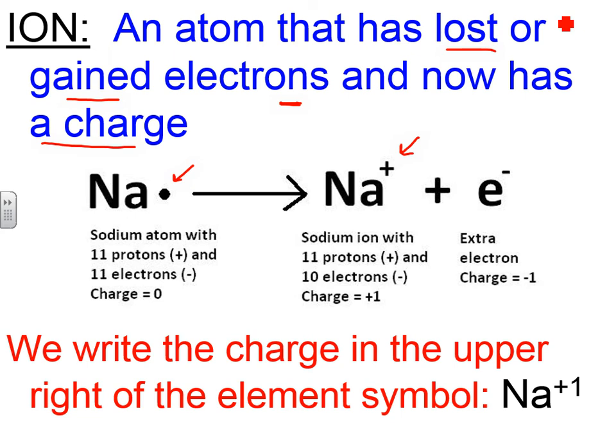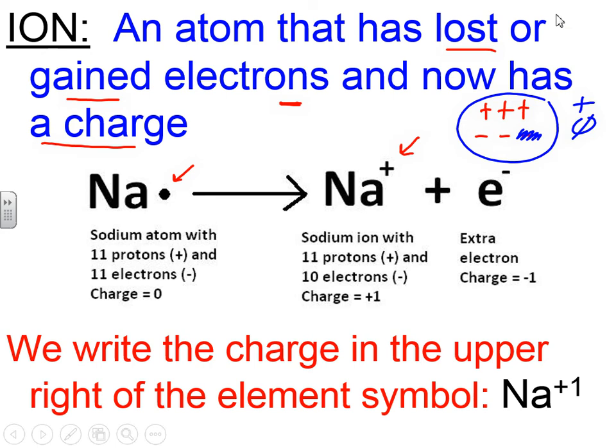The way to think of it is, if you had 3 positives and 3 negatives, the overall charge is 0. They match each other up. But if you remove one of the negatives, then you have more positives. Now you have an overall charge of plus 1. What we do is write the charge in the upper right of the element symbol. The charge is always written up here. Sometimes you can include the 1, and sometimes you don't have to. You can simply do it like this. Everyone understands that if you just put a plus, it means a plus 1.